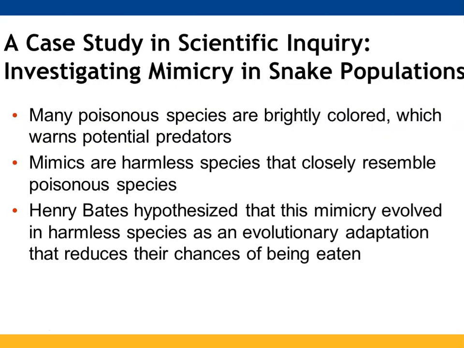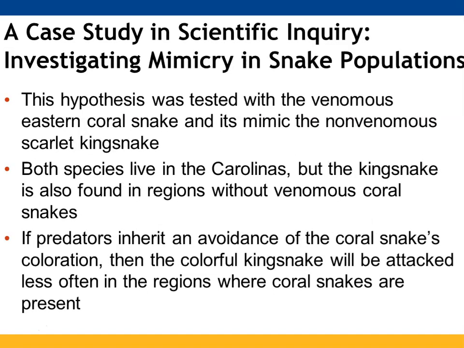An example we're going to look at is snake populations and mimicry. Many poisonous species tend to be pretty brightly colored. That warns off potential predators so that they aren't harmed. Mimics are going to look a lot like those harmful species, but they are harmless. So Henry Bates hypothesized that mimicry evolved in harmless species as an evolutionary adaptation to increase their chances of survival, to prevent them from being eaten.